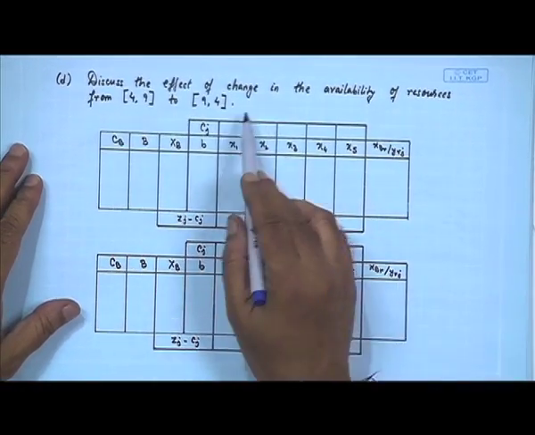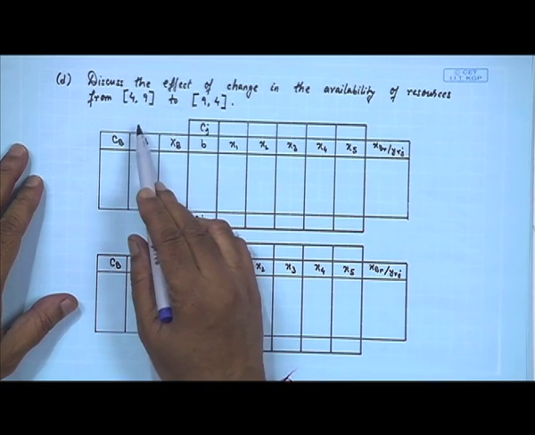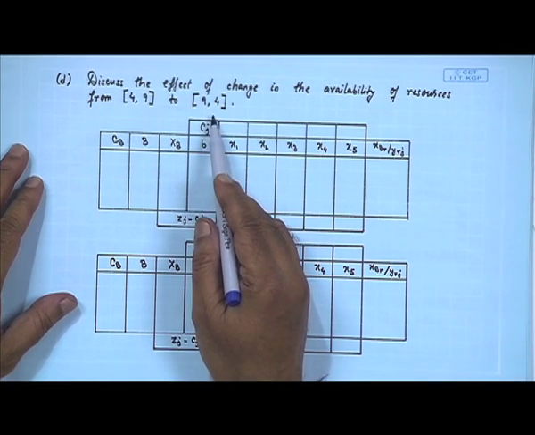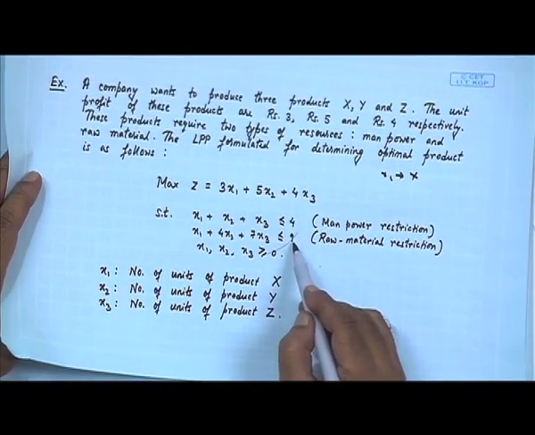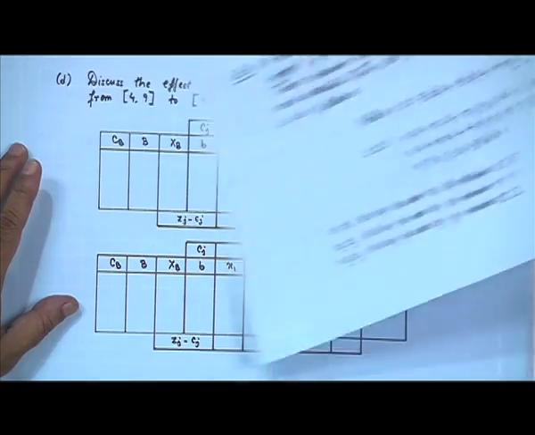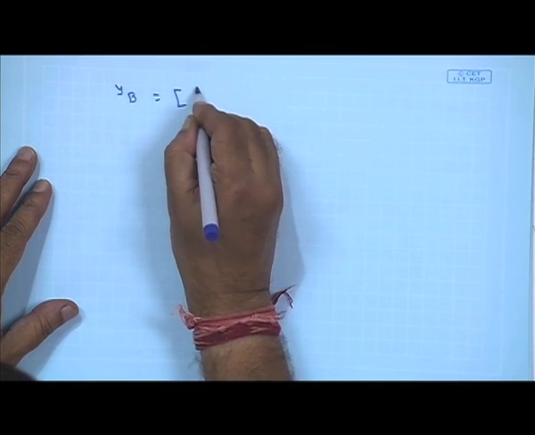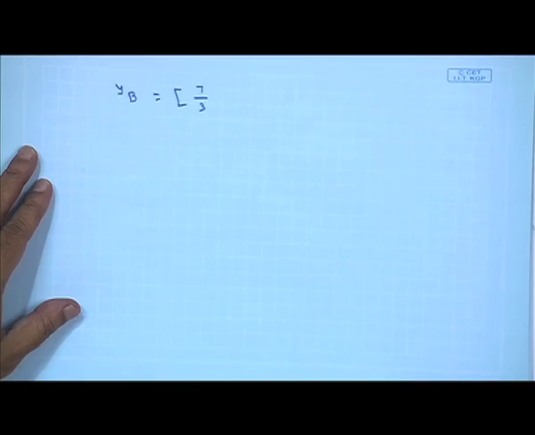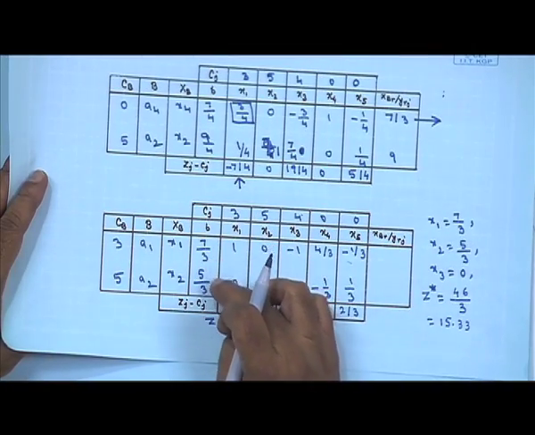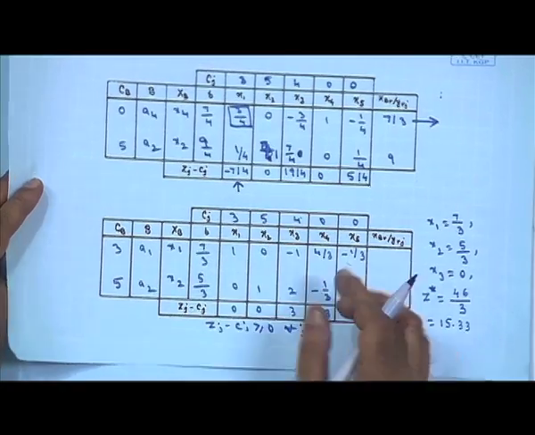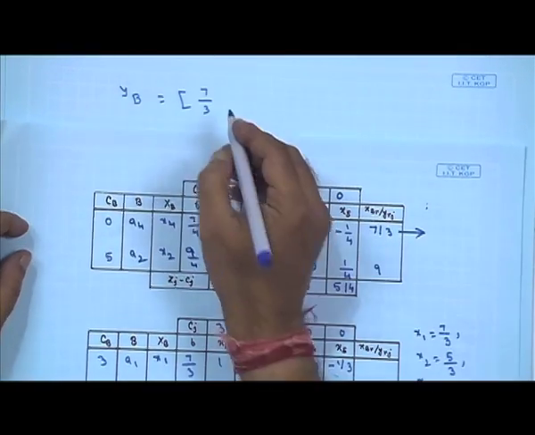Now, let us see the fourth one. Fourth one: discuss the effect of changes in the availability of resources from 4, 9 to 9, 4. That is your original problem. If you see, it was 4, 9. This I replace by 9, 4. Then what will be the change? So, for optimality, what happens? Your YB is 7 by 3, 5 by 3. This is again from the last original optimal solution. This is 7 by 3 and 5 by 3.